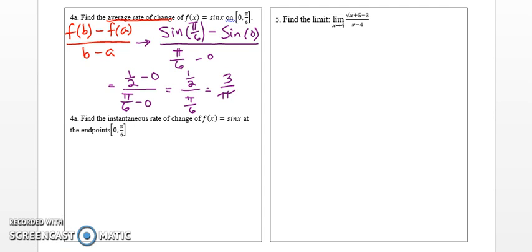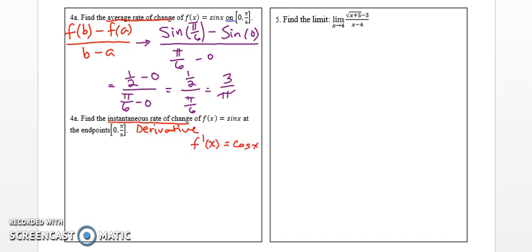4b, find the instantaneous rate of change. So instantaneous rate of change should lead you to think of the derivative. Same type of problem, except now we're asking for the instantaneous rate of change. So we're going to take the derivative of sine of x.